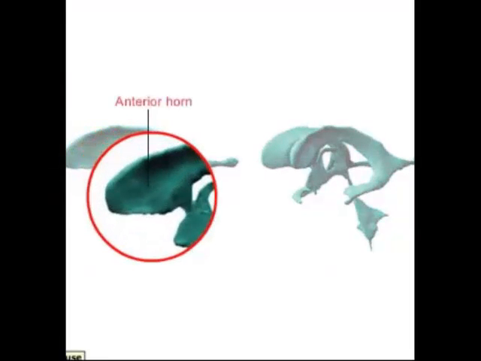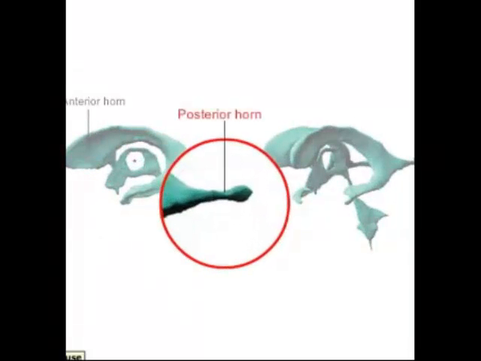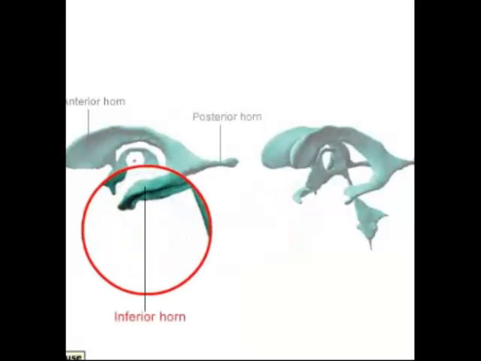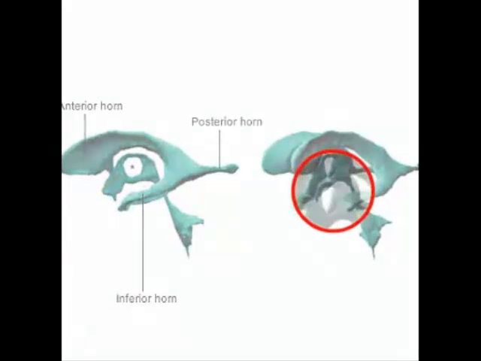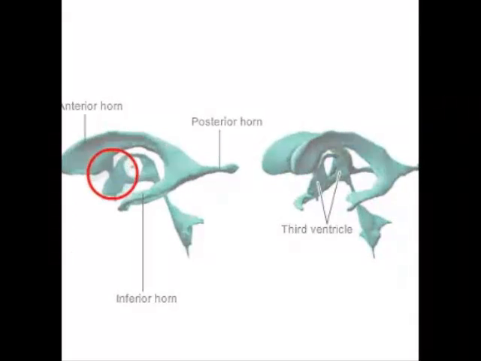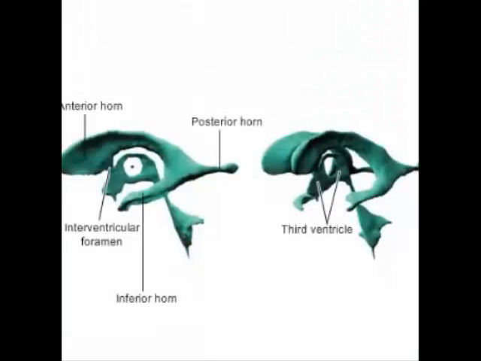The anterior horns project into the frontal lobe of the cerebral hemisphere. The posterior horns extend into the occipital lobes, while the inferior horns project into the temporal lobes. You may hear many references of the inferior horns referred to as the temporal horns. The lateral ventricles communicate with the 3rd ventricle and indirectly with each other via the interventricular foramen, also termed the foramen of Monro.